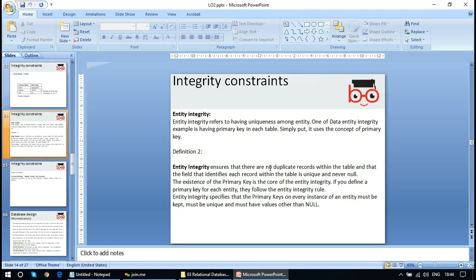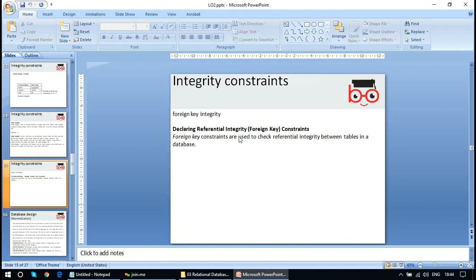There is another definition: entity integrity ensures that there are no duplicate records within the table. So that's another definition. Let us go a little bit quicker. Foreign key integrity means declaring referential integrity or foreign key constraints. Foreign key constraints are used to check referential integrity between tables in a database.